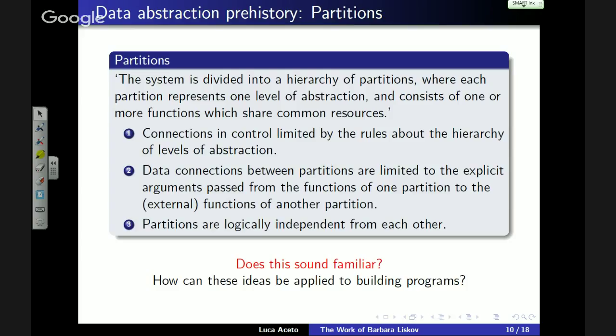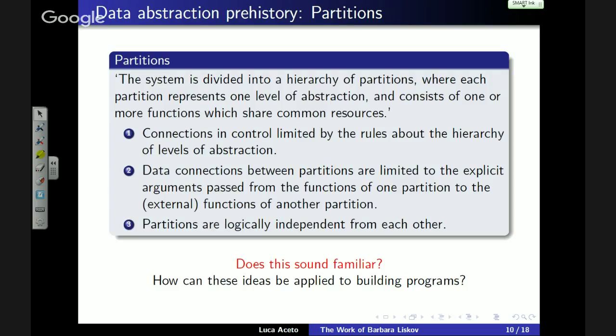So what is it that she says? Well, essentially, I want to organize my system as a hierarchy of partitions. And the idea is that each partition represents one level of abstraction. It consists of some functions that share the same resources. Now, connections in control are going to be limited by the idea that lower level partitions do not know what the higher level partitions do. Okay, a partition only has access to stuff that is in partitions below in the hierarchy.